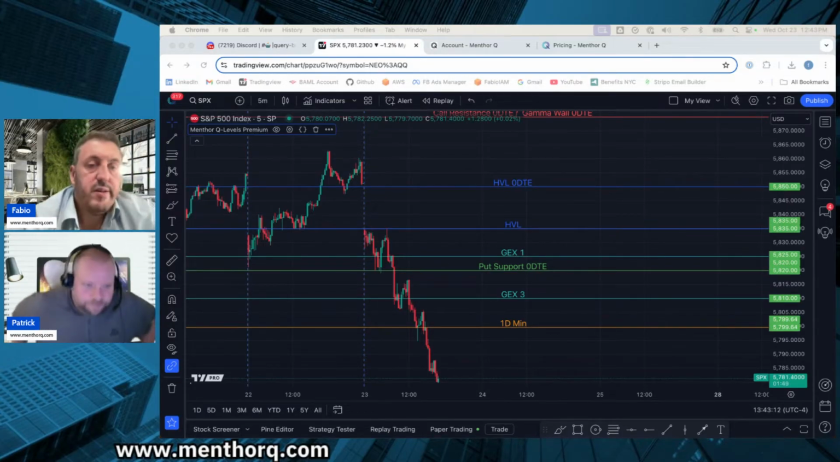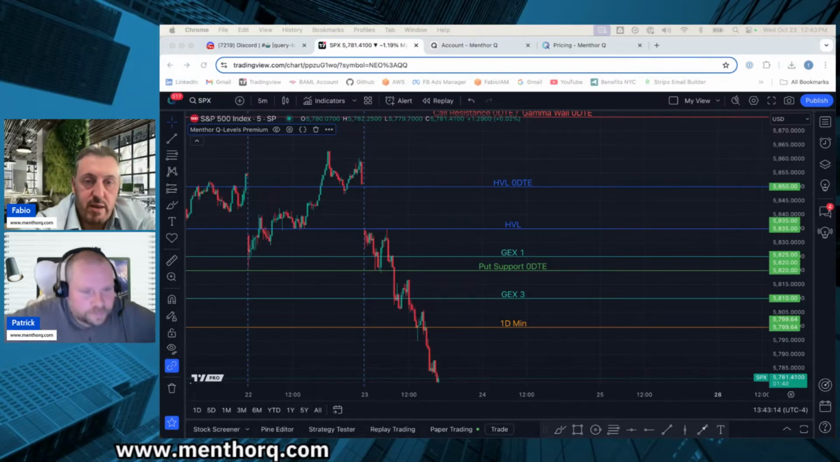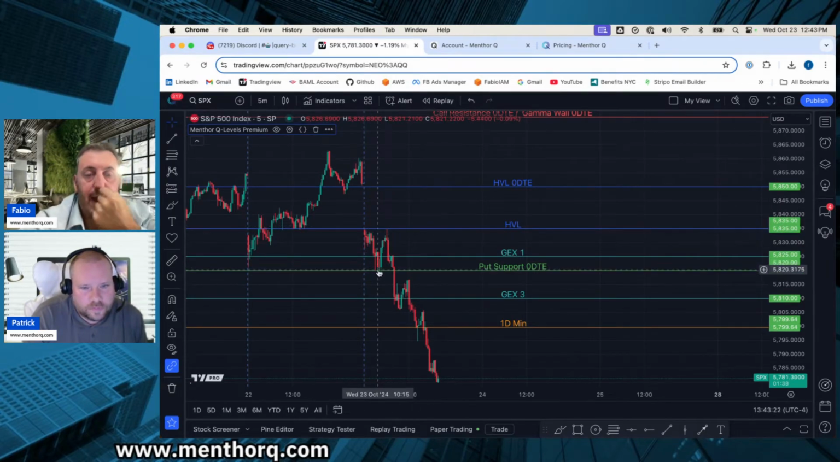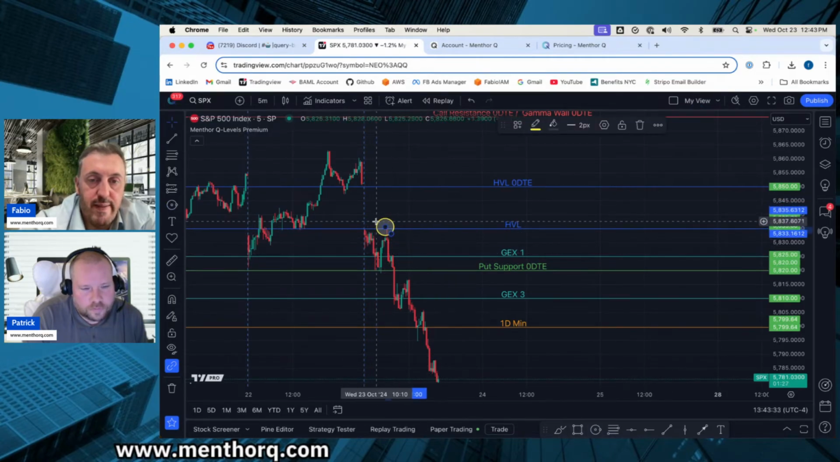Sure. I think we start from the SPX, right? Here we see that we open lower, and put support acted as a support. In this case, we see a retracement back, and then the price stops right here at the high vol level, and then drops all the way down, even crossing the 1 day minimum for the day.